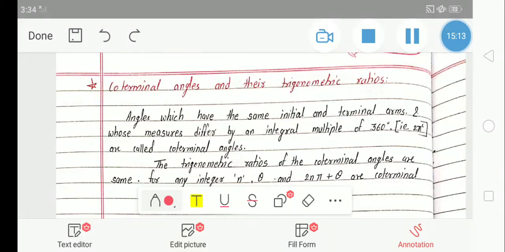Coterminal angle and their trigonometric ratio. Angles which have the same initial and terminal arm and whose measures differ by any integer multiple of 360, means 2 pi radian. 360 means 2 pi. We know that pi is equal to 180, so 180 multiplied by 2 means 360. So 2 pi is called a coterminal angle.